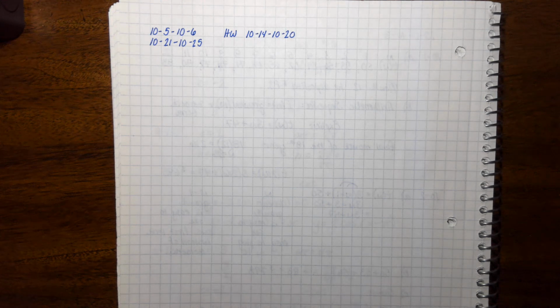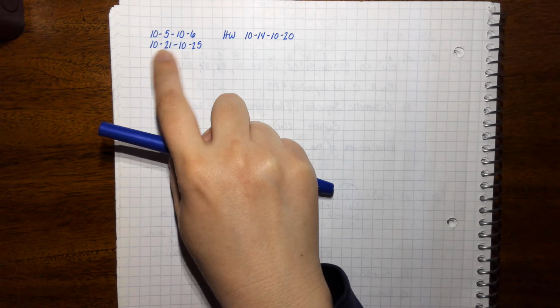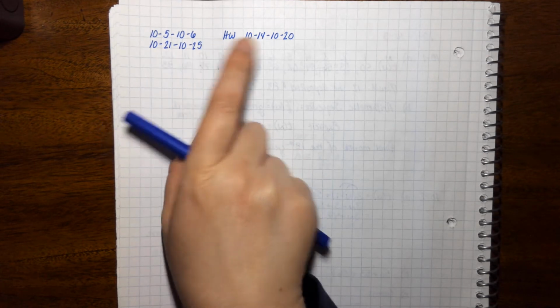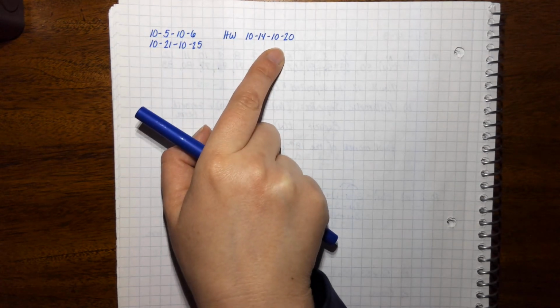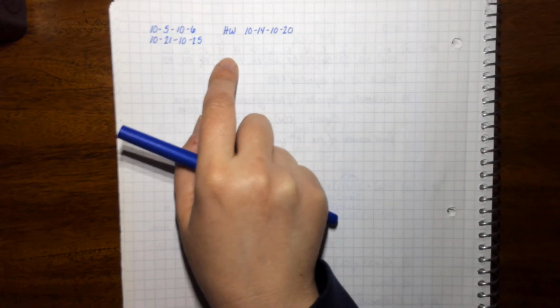Hey everybody, back with day 2 here of chapter 10 in Integrated Math 3. We are going to do problems 10.5 and 10.6 and 21 to 25 in this video. Homework is 14 to 20, which I feel like I already posted, which is good and bad, but anyway.